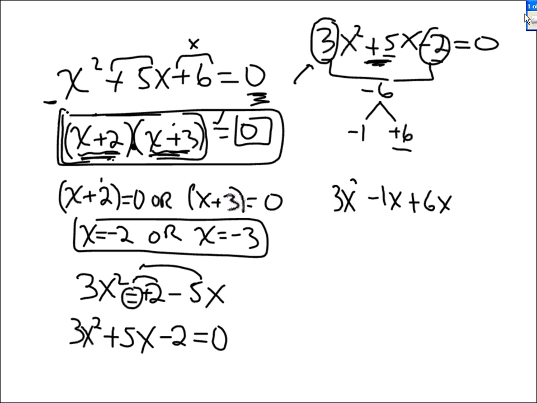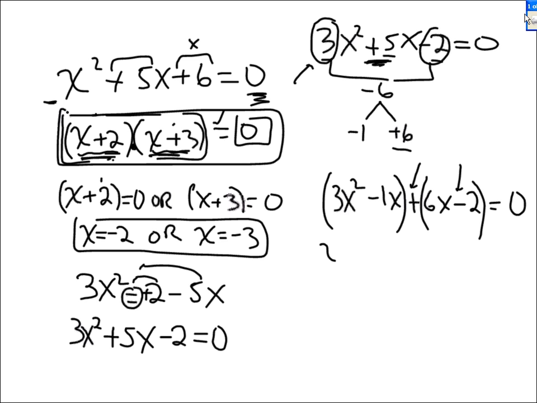The 3x squared, and the minus 2, and the fact that it equals 0 stays the same. You factor the first two, you factor the last two. And we did get our plus in the middle. That means we don't have to change that sign.